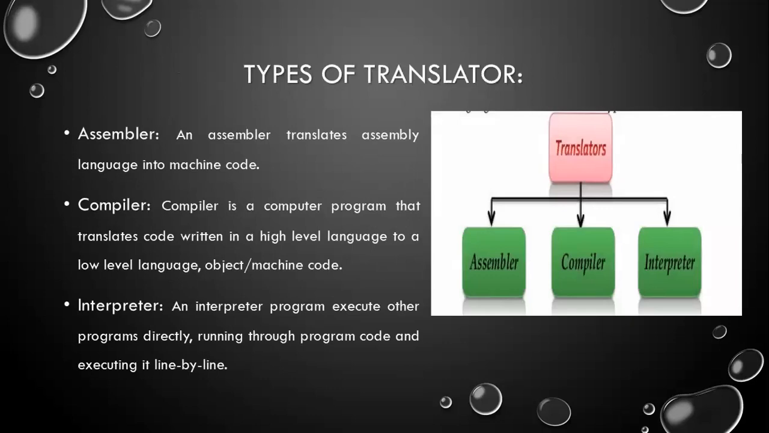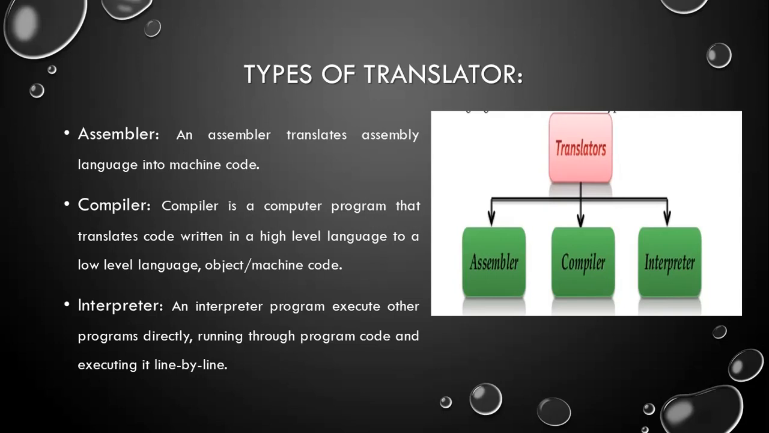Now we can see the types of translator. There are basically three types of language translator. These are the assembler, the compiler, and the interpreter. First is the assembler. An assembler translates assembly language into machine code. As we have discussed before, the language translator converts the simple language into machine code. So the assembler works the same.